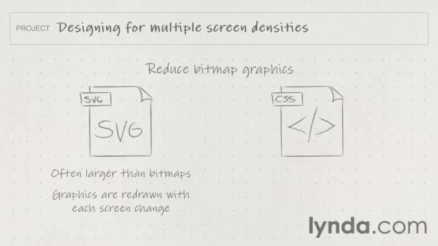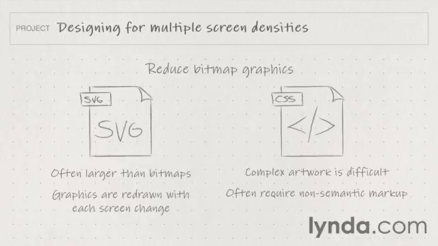Likewise, drawing with CSS can be effective, but you need to be aware of its limitations. Complex artwork is often out of the range of its capabilities, and often non-semantic markup is required to achieve the desired results. Support for CSS properties like CSS Transform aren't uniform yet either, so make sure that any graphics created with CSS use properties that are well supported.